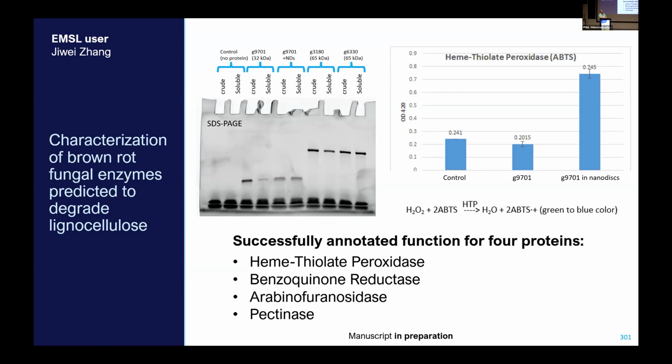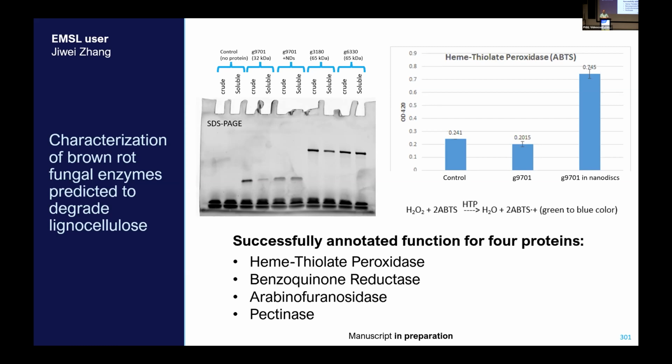So in partnership with Jiwei Zhang, an EMSL user, we had a series of protein targets that he had identified from proteomics work. Although they were unannotated, he believed these particular proteins were related to the degradation of lignocellulose. He took those sequences and sent them to us. We did cell-free expression on them. One of them happens to be a membrane protein. The others are all soluble proteins.